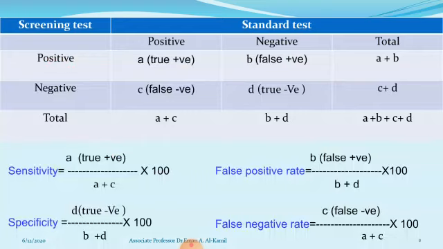So this table just shows you the details of what we have already discussed, and the formula of each, which is repetitive of what we have already discussed.